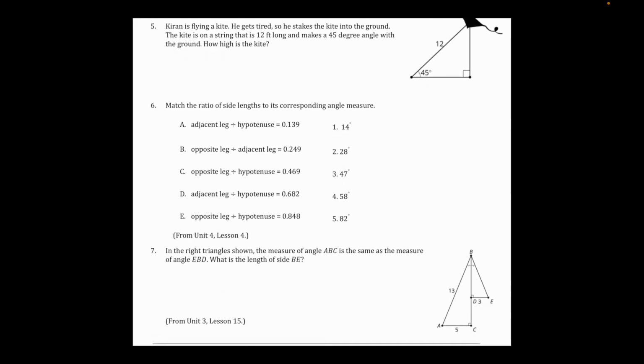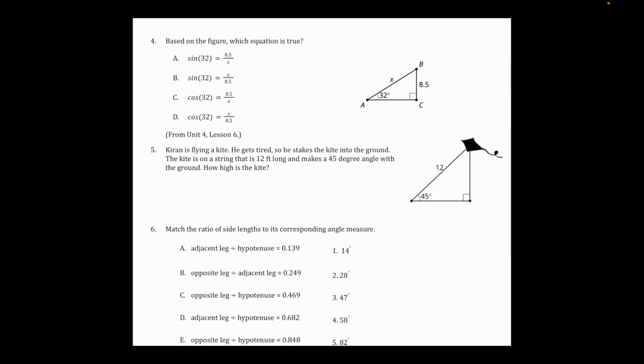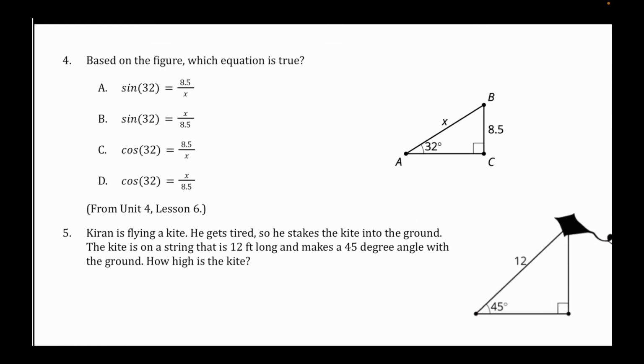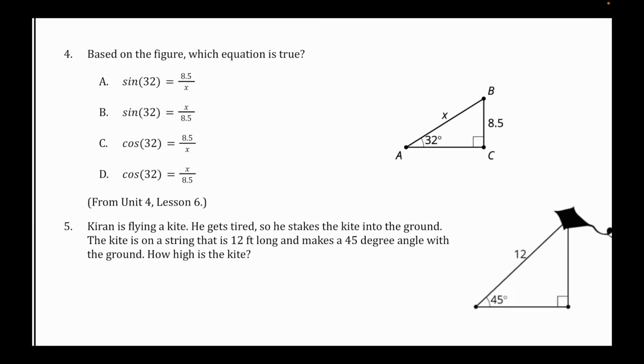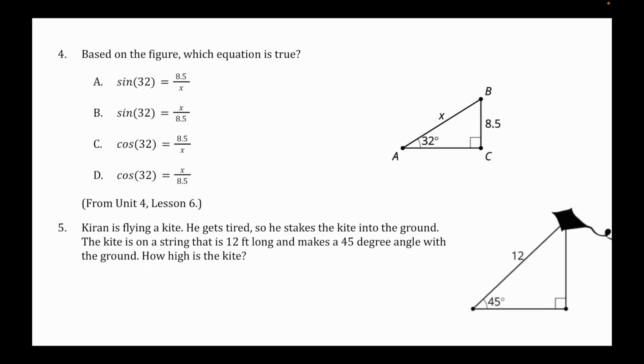And then we have questions 4, 5, 6, and 7. Not too bad though. And a lot of these end up being a little bit of review. So based on the figure, which equation is true? So we're going to select all of these that are actually true based on what they give us. And since these are all using 32 as the angles, it is safe for me to use 32 and label the sides as the things that they are: opposite, adjacent, hypotenuse, etc. I don't have to change the way things are labeled there.